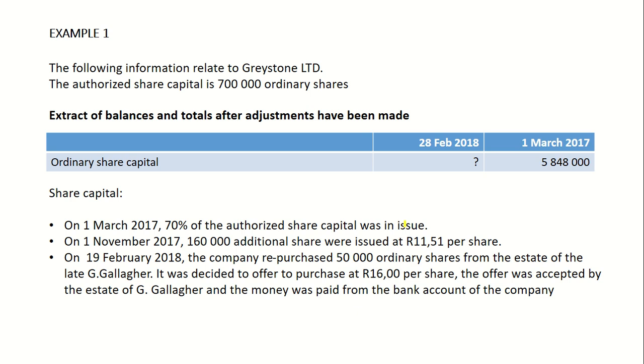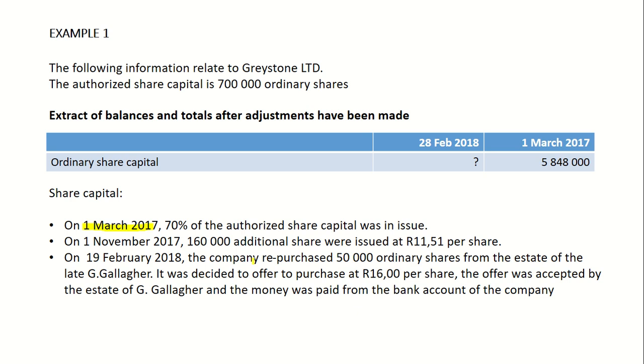No, it's actually 490,000. It's 490,000. 7 times 7 is 49. So this share capital is made up of 490,000 shares that were already issued on the 1st of March. Remember, this is share capital on the 1st of March. These are the number of shares that were in issue on the 1st of March. 70% of 700,000 will be 490,000.